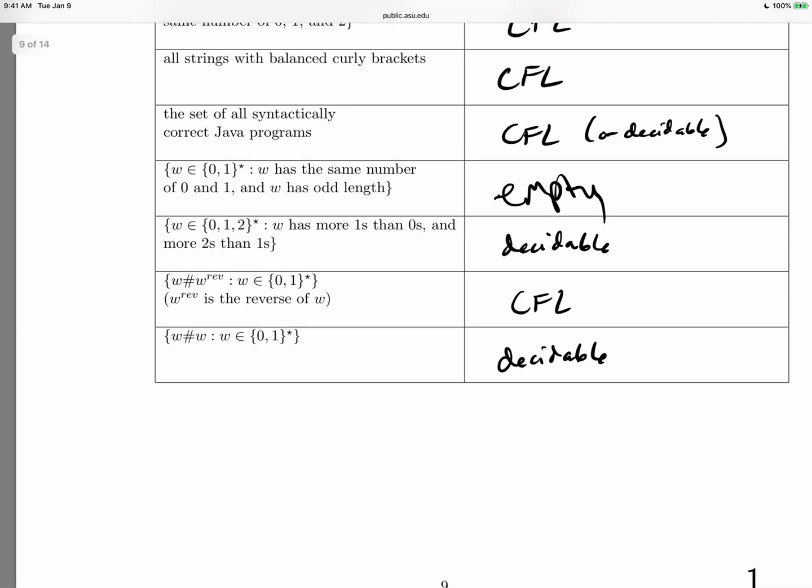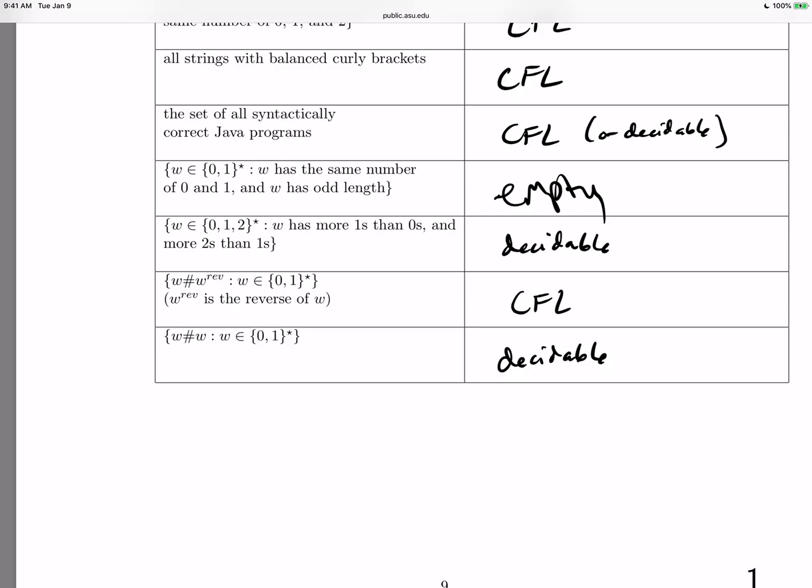The next one we actually did in class, which is where we have a string, then a pound sign, and then the reverse string on the right side. Because they have matching characters on the ends, you just match the characters on the ends, then work your way inward until you hit the pound sign in the middle. But the next one, we also showed that it wasn't context-free, and the string we picked was 0 to the p, 1 to the p, pound sign, 0 to the p, 1 to the p.